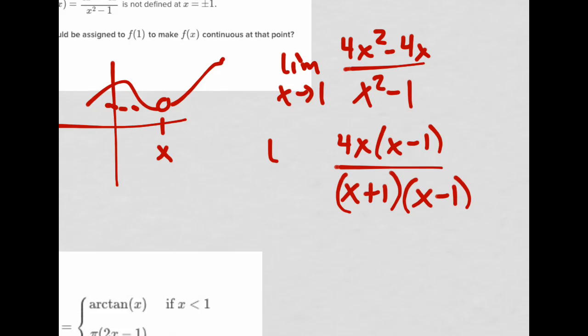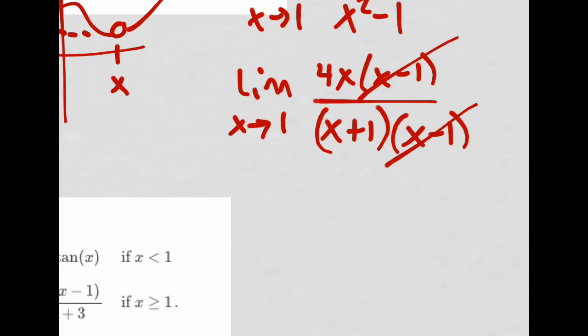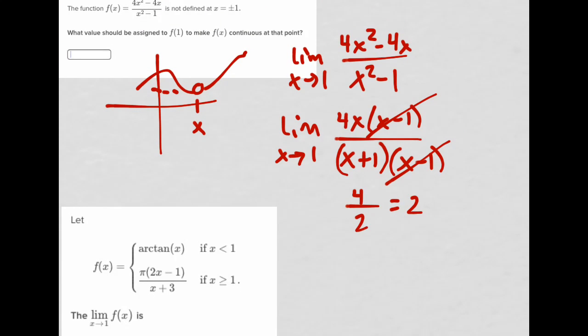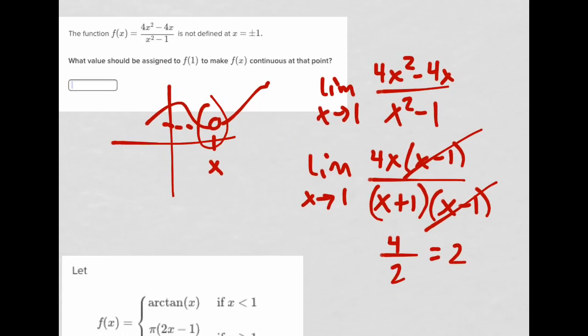Oh, it's beautiful. And then I get the limit as x approaches 1. I've got to copy that down. This goes away. That goes away. And now I can plug in the 1, huh? 4 times 1 is 4, over 1 plus 1 is 2. And that's 2. Okay, so the limit is 2.